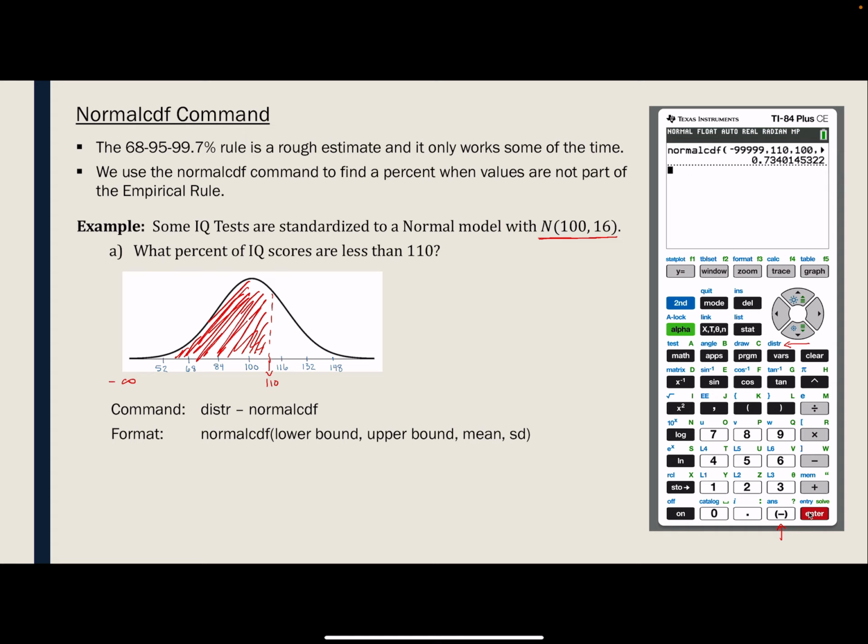Now, on your homework or on an exam, you're going to show your work for this problem by writing the command and the numbers that you entered. So your work would be to write Normalcdf negative 99999 to 110 with 100 and 16. And we got an answer of 0.734, which is about 73.4%.